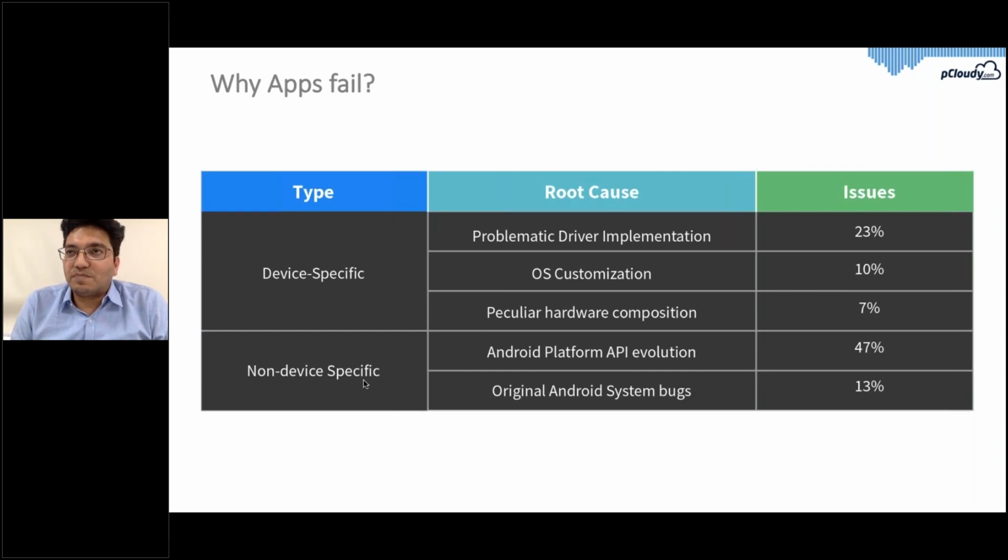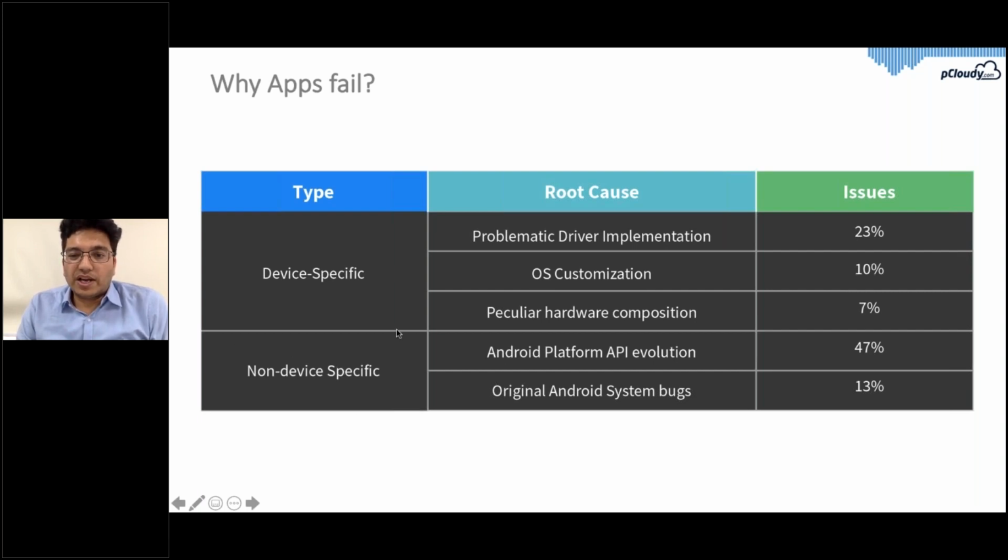OS customization is a big phenomena. The skins are changed. For example, Samsung has a multi-window mode, while Google Pixel doesn't have. So if your app has to work on Samsung and Pixel together, you need to make sure that your app works in multi-window mode. Similarly, peculiar hardware composition. So these are some of the reasons because of which device-specific issues happen. And if you look at the percentage of such issues, these are close to 40% of issues that we have seen on our platform are because of device-specific challenges or device-specific fragmentations.